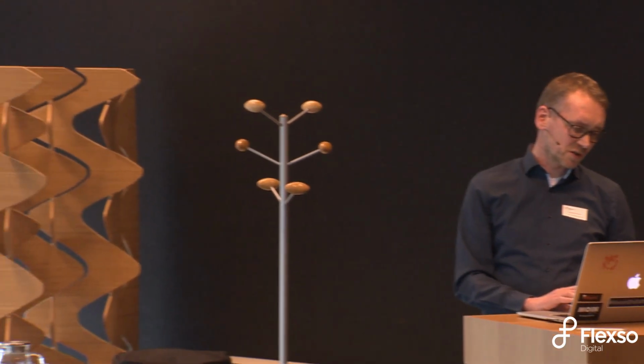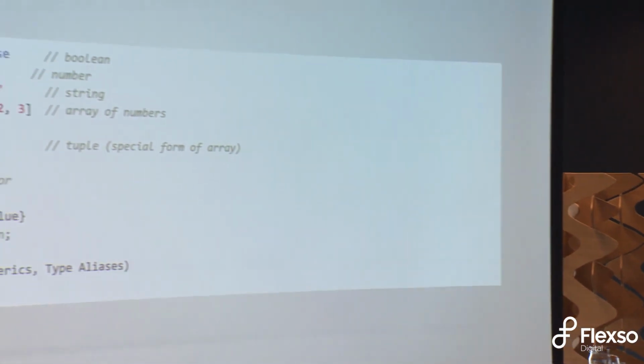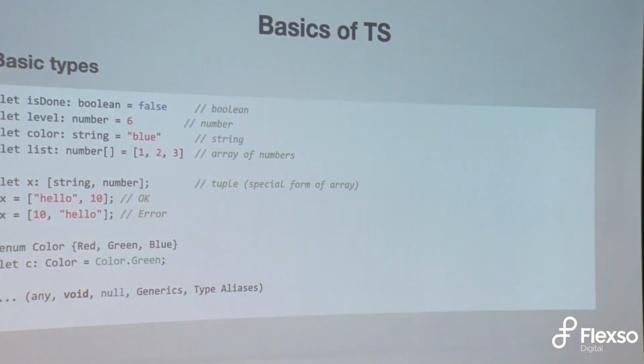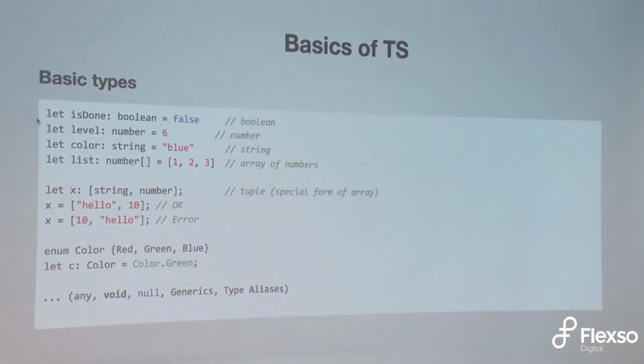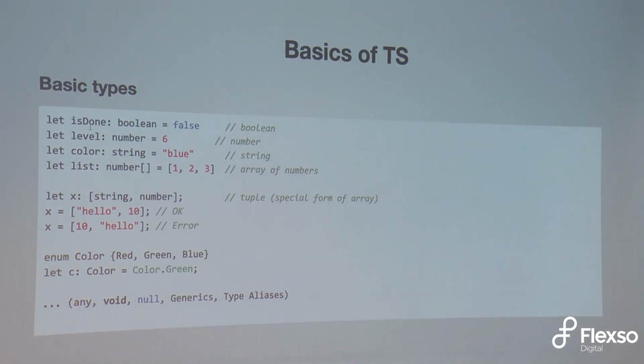Basics of TypeScript. I don't want to go into too much detail, because I don't have time to, but TypeScript is a typed language, and so you define your variables with types. You say of which type your variable is. And here in the first line, for example, we have a variable isDone that is of type Boolean, with the colon and the type you define of which type it is.